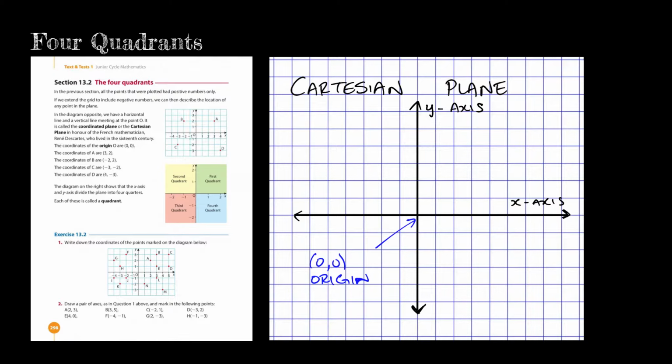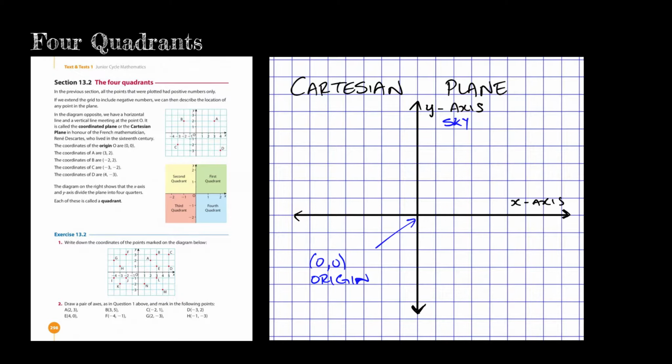Now, the next thing that you need to know is your x-axis and your y-axis. Your y-axis points up to the sky, is how I like to remember it. Okay, so y for sky. The whole thing is called the Cartesian plane. So the Cartesian plane is the whole thing.